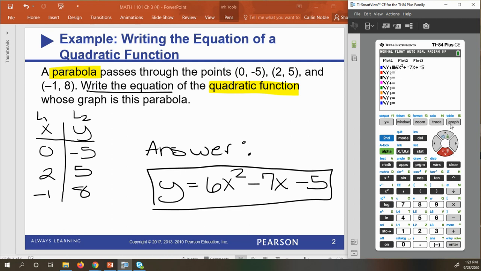And if you hit graph, you'll see that it is this nice, really pretty quadratic function. Do understand that if you are looking for those x-intercepts, they're going to involve some more work, which is a little bit different. Okay, but this is how you're able to solve this by using the calculator. And there's your answer, y equals 6x squared minus 7x minus 5.